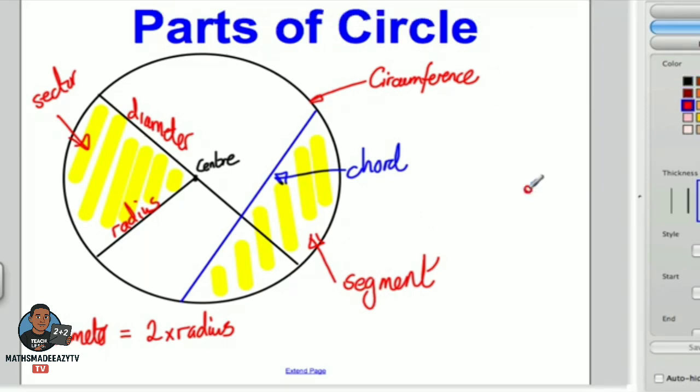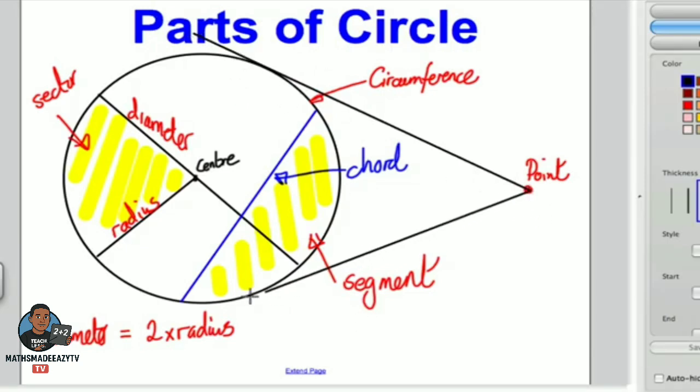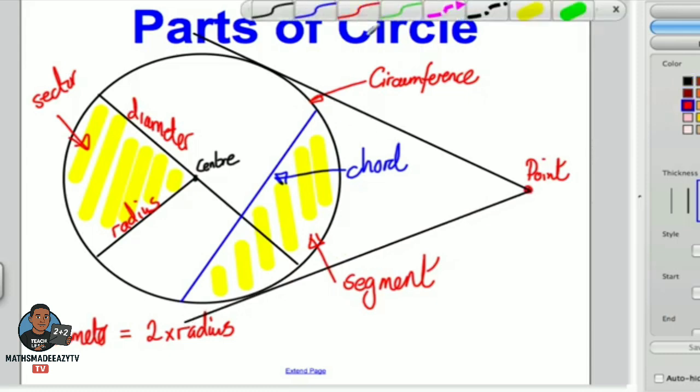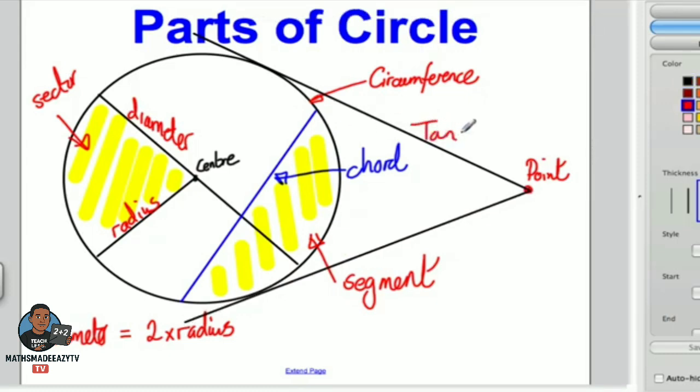Now, let's say I take a point outside of the circle. From the point, I draw a line that goes straight to the circumference of the circle, but does not cut through the circle. And I take another line from the point, which equally touches the circumference of the circle, but does not cut through. Such lines are regarded to be tangents. So it does not enter into the circle, so we have it as a tangent.